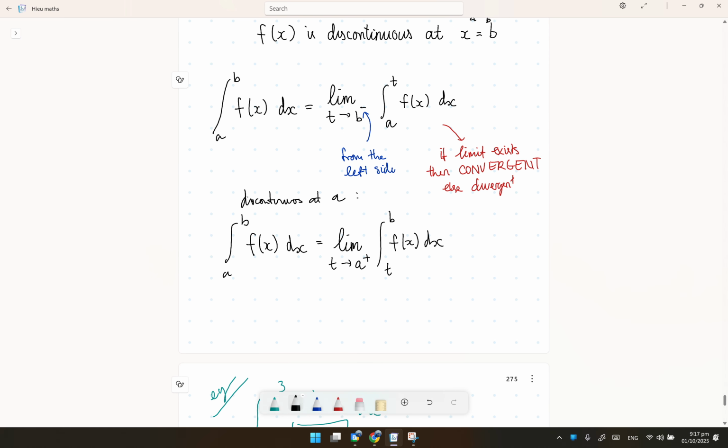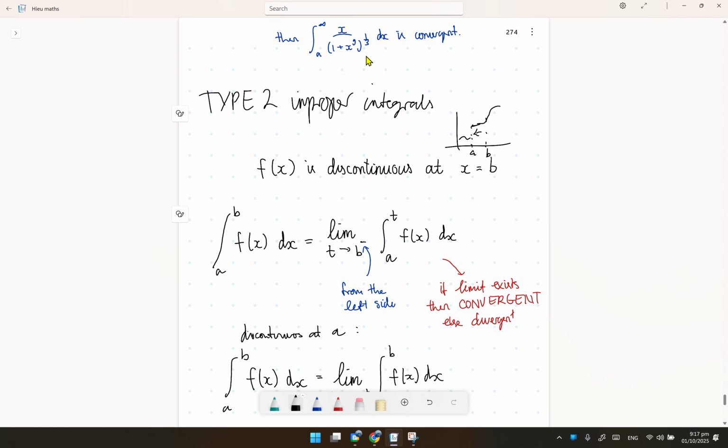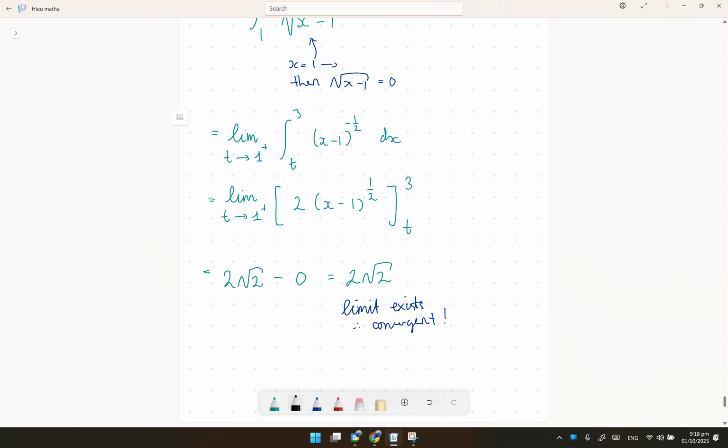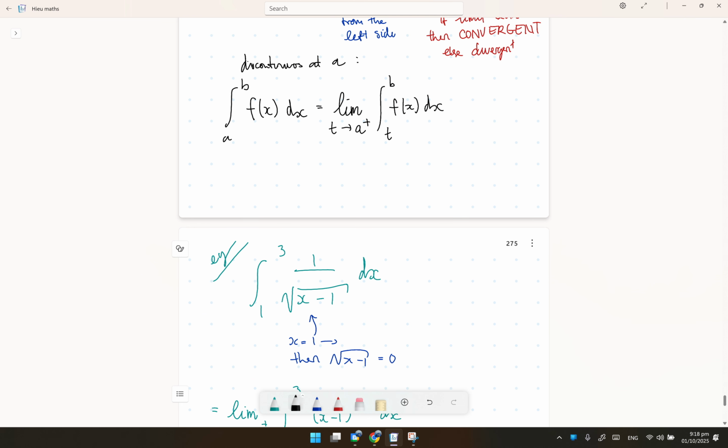Let's do a few examples. Oh, and I forgot to tell you, if the limit exists, then it's convergent. If it ends up being infinity, then it's divergent. So it's a similar thing to what we did with type 1 improper integrals. It's really simple.